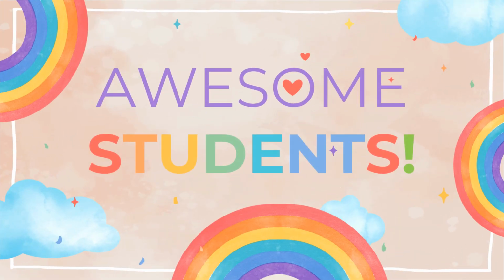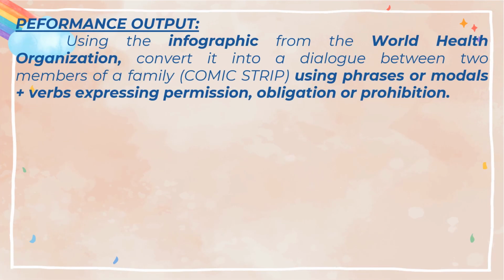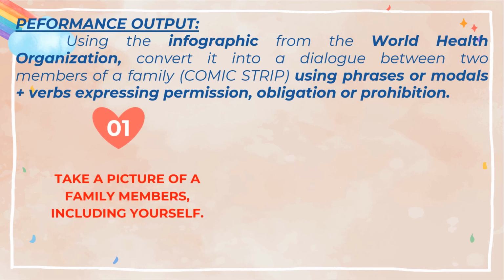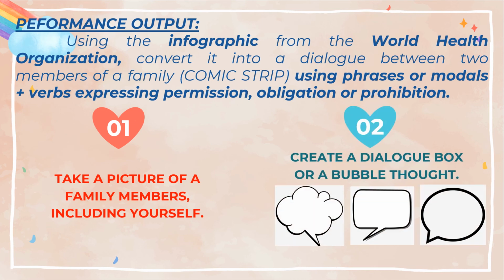Awesome, students! To check your understanding of our lesson today, let us do the next activity. Here is your performance output. Using the infographic from the World Health Organization, convert it into a dialogue between two members of a family, using phrases or modals, plus verbs expressing permission, obligation, or prohibition. First, you have to take a picture of a family member excluding yourself. Second, create a dialogue box or a thought bubble.